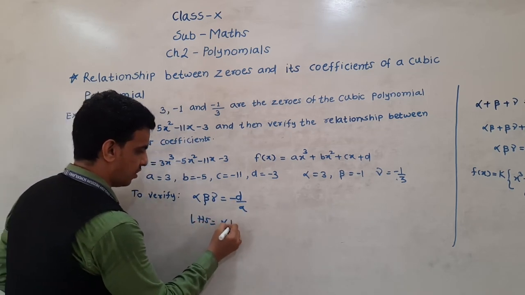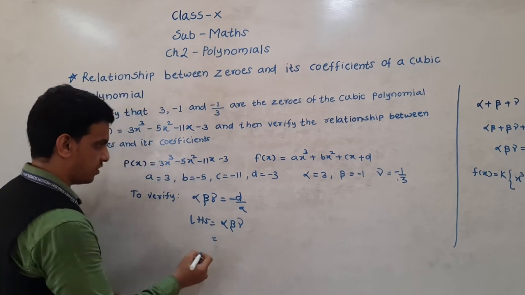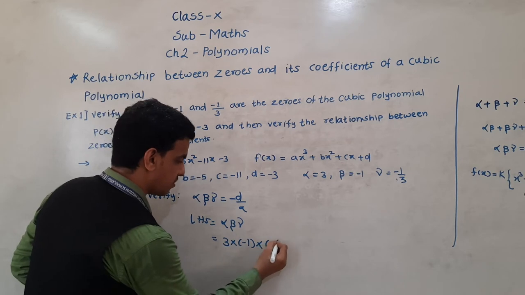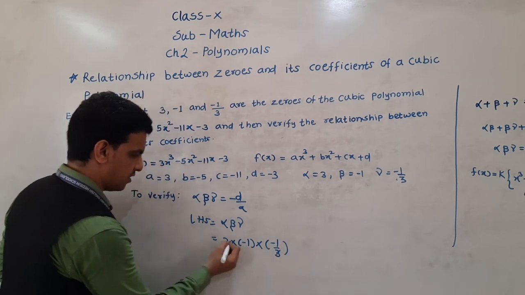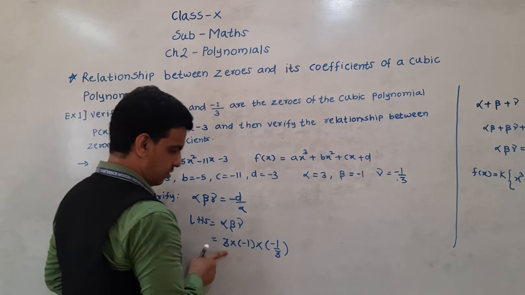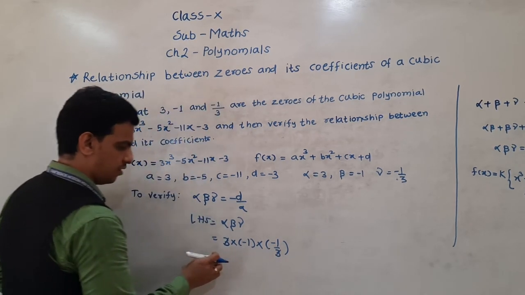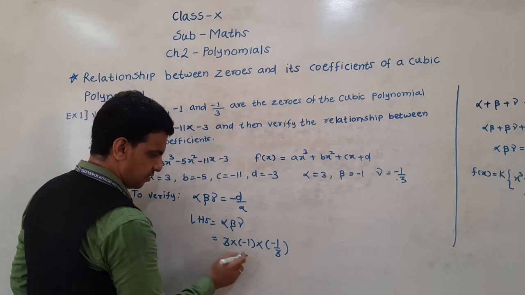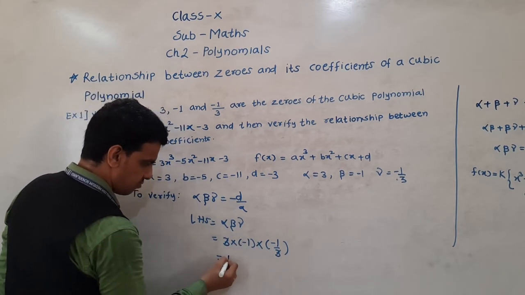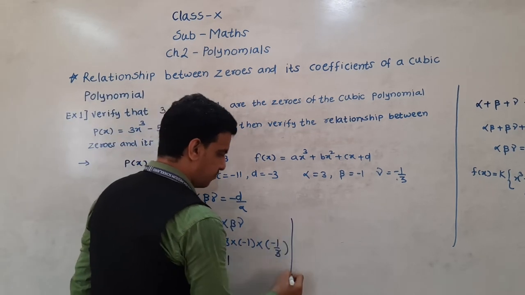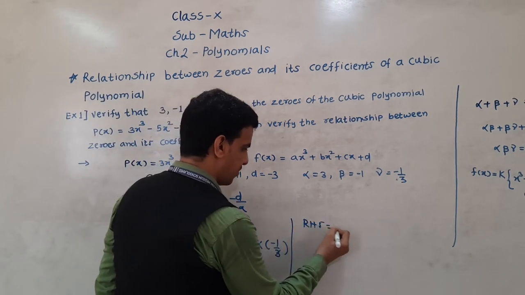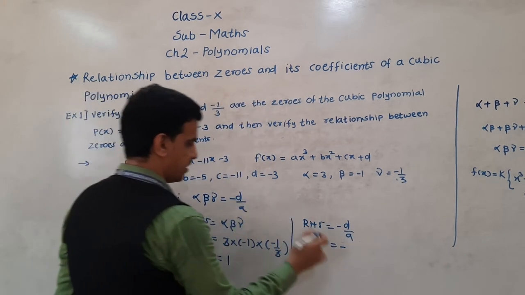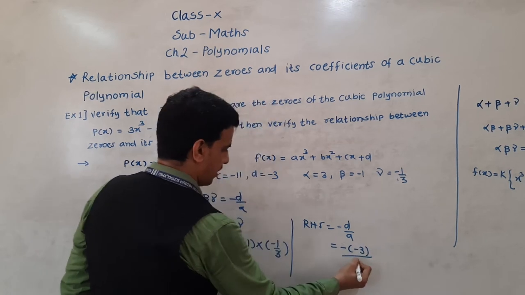LHS is equal to alpha beta gamma. So alpha is 3, beta is minus 1, gamma is minus 1 by 3. This 3 and this 3 will get cancelled, because all the zeros are in multiplication, we have to find the product. So we can cancel this 3 and this 3, and minus 1 into minus 1 is plus 1. So LHS is 1. RHS is minus d by a, so minus the value of d is minus 3, and a is 3.